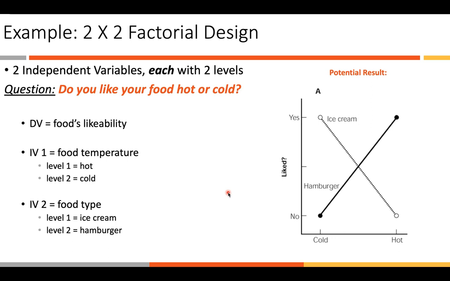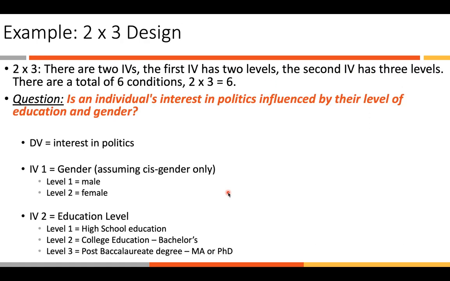We wouldn't have the ability to answer this "it depends" question, which means how is food temperature impacting food type, or how is food type impacting food temperature. The addition of that third effect, the interaction effect, is one of the main advantages to a factorial design.